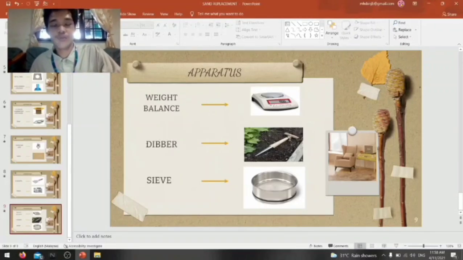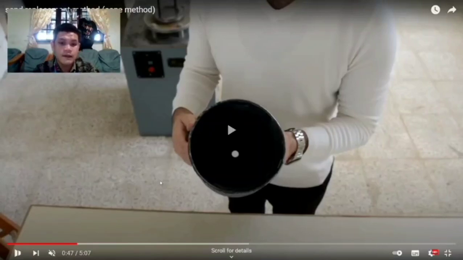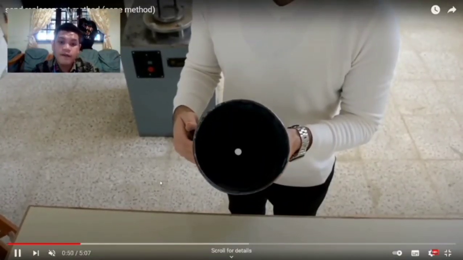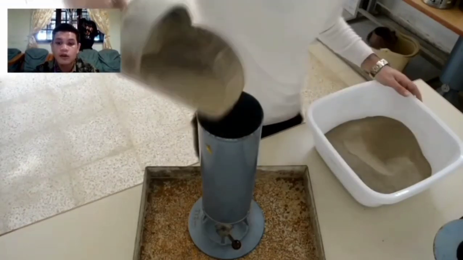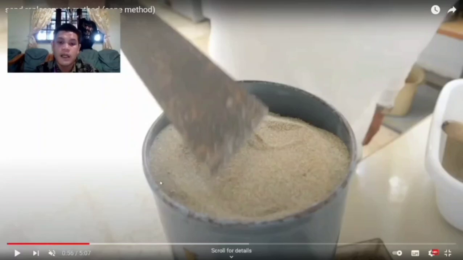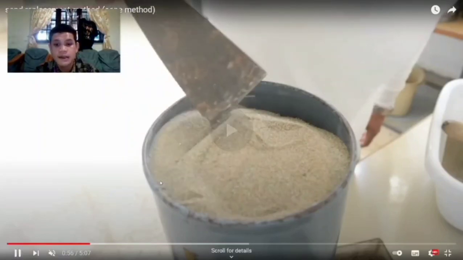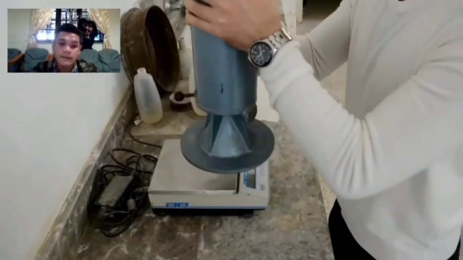Thank you, Muhammad Najib. So I will explain the procedure to conduct sand replacement at the laboratory. So first, the sand of grade between 0.3 to 0.6 mm was filled into the cylinder, pouring up to 1.5 mm above the level. After that, the mass was weighed on the weighing machine.